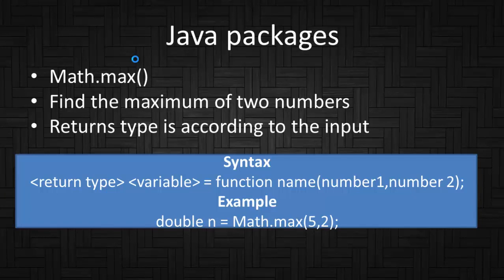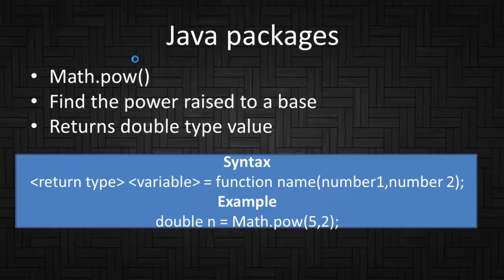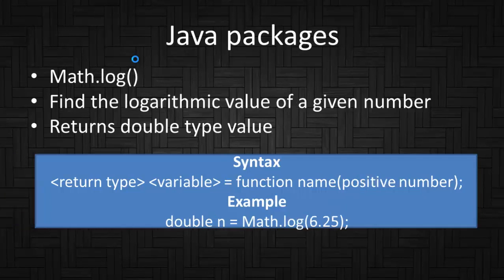Math.max finds the maximum of two numbers. n = Math.max(5, 2) will return 5. So the values are written according to the data type given. Math.pow finds the power raised to a base. It always returns a double data type. So the syntax will be: return type, variable = function name(number1, number2). Example: n = Math.pow(5, 2) means 5 squared, which returns 25.